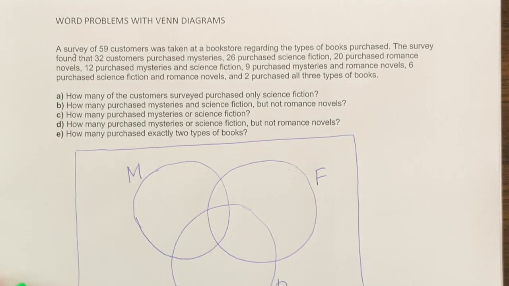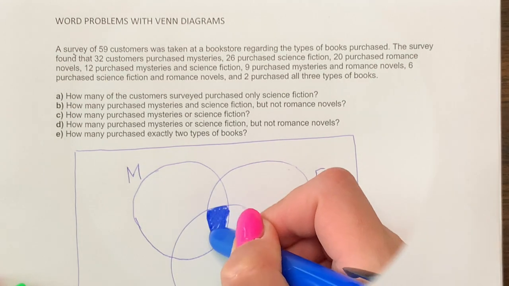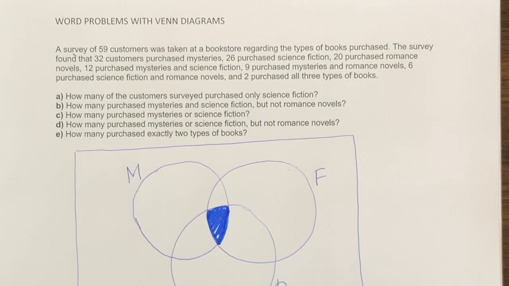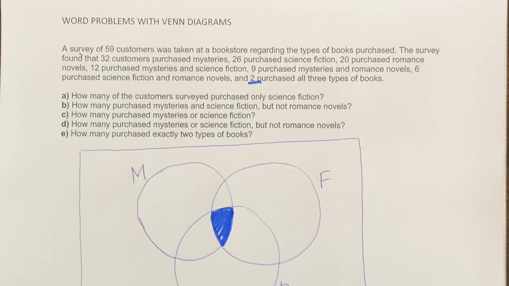With any Venn diagram, you want to start filling it from the region where all 3 sets intersect. This region is right here in the middle. The blue region here represents the people that bought all 3 books. And if you carefully read this question, we're actually provided with the number of people that purchased all 3 books. It's 2. So inside of the blue region, I'm going to go ahead and put this number 2.